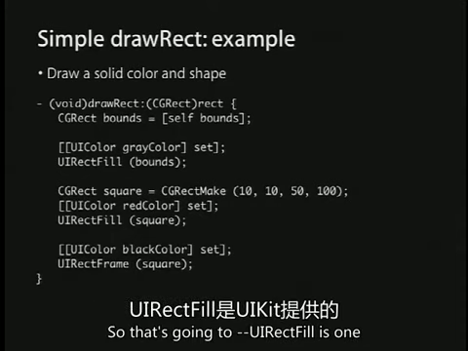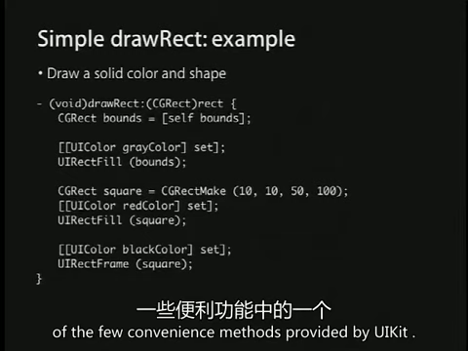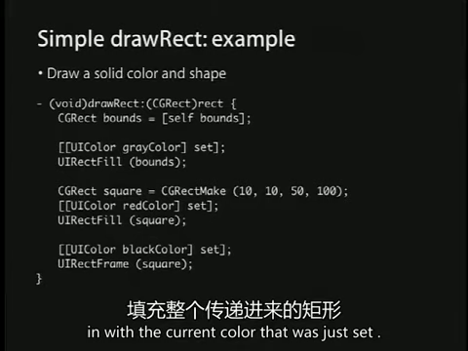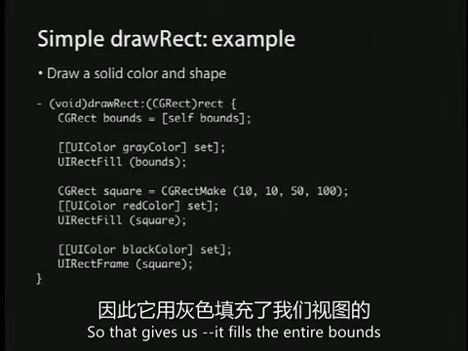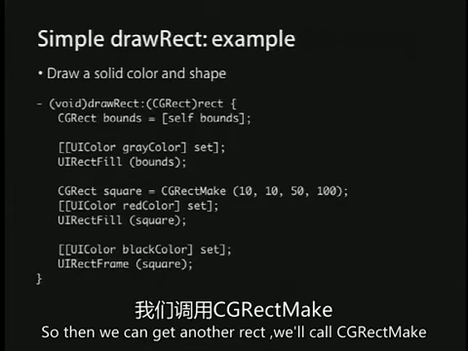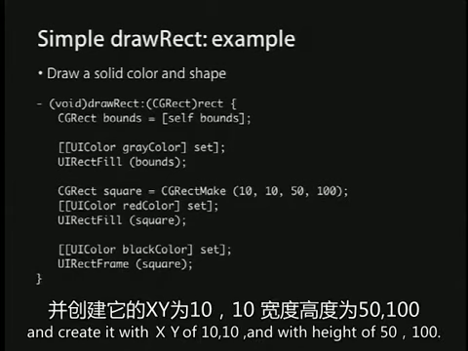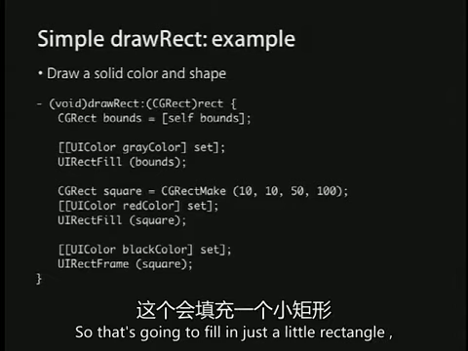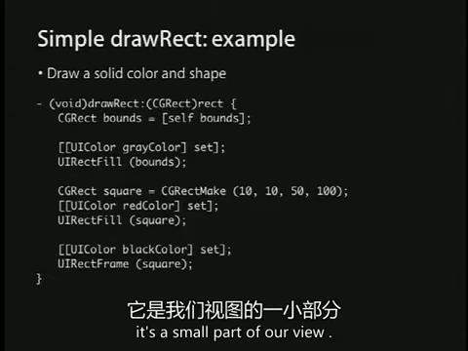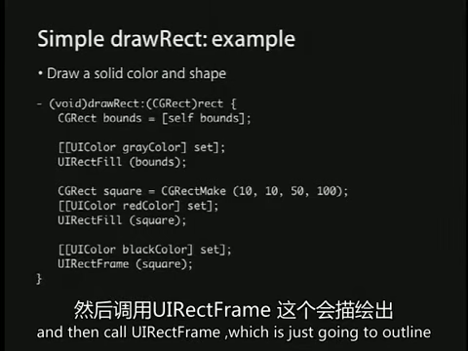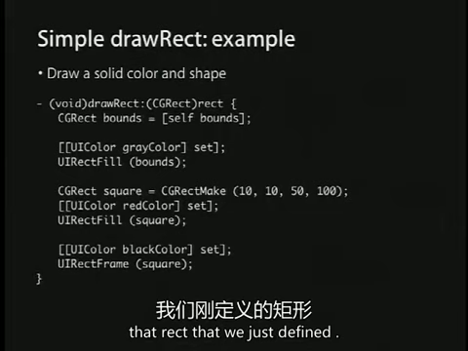UIRectFill is one of the few convenience methods provided by UIKit. It basically fills the entire rectangle that we pass in with the current color that was just set. So it fills the entire bounds of our view with gray. Then we can get another rect, we'll call CGRectMake and create it with x, y of 10, 10 and width, height of 50, 100. We'll set a red color and then call UIRectFill again on this square. So that's going to fill in just a little rectangle that's a small part of our view. And finally, we'll call black color set, and then call UIRectFrame, which is just going to outline that rect that we just defined there.